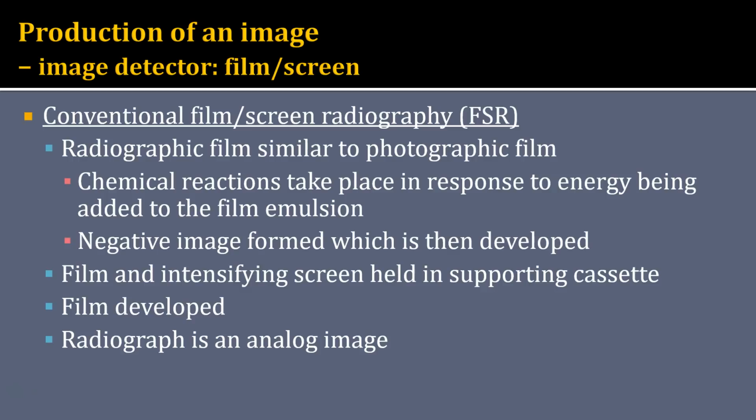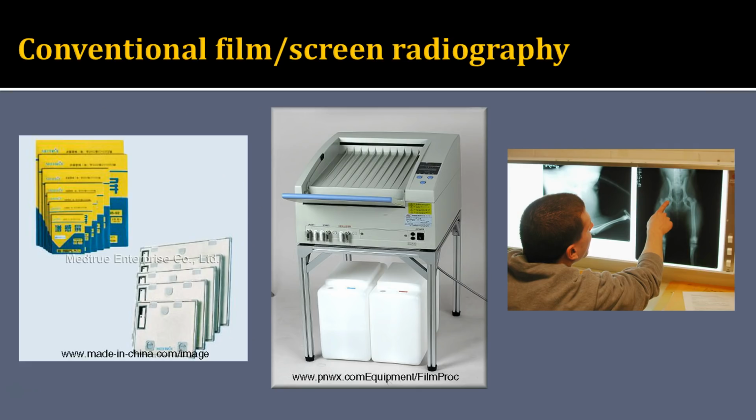The film is also coupled with an intensifying screen, and that intensifying screen will fluoresce when the X-rays interact with it. That fluorescent light, the visible light, is then what exposes the film. Those together are housed in a supporting cassette, and that gives us our film screen radiography. The film, once it's exposed, has to be developed, and then we get an analog image.